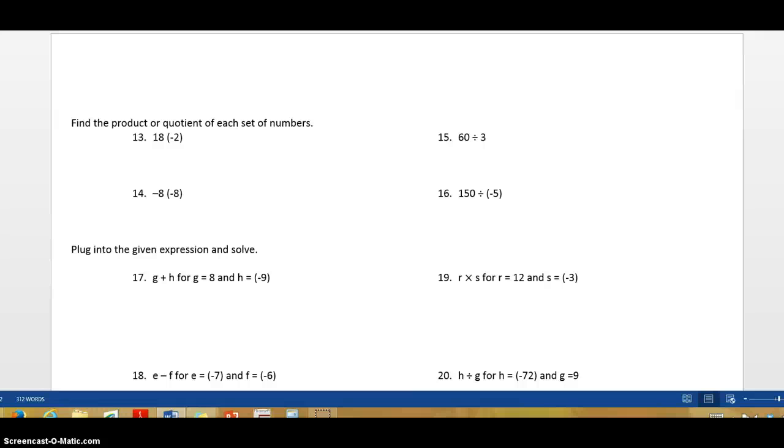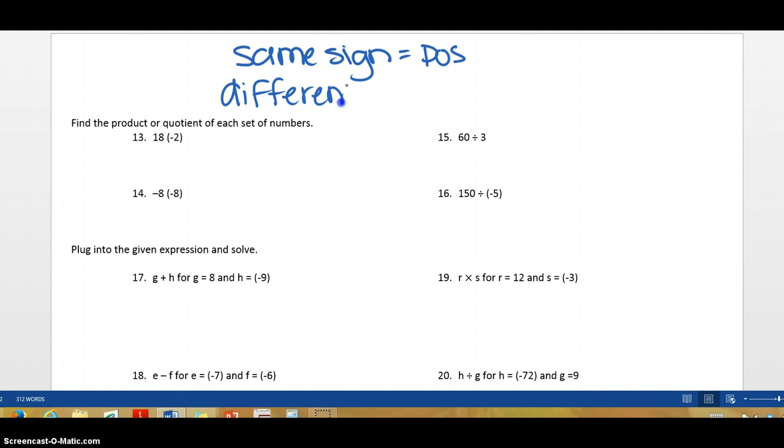Okay, for this second page in our review, we are to find the product or the quotient of each set of numbers. So we're going to use our two rules that we learned for multiplying and dividing. Same sign, we'll end up with a positive number. Different signs, we'll end up with a negative number.